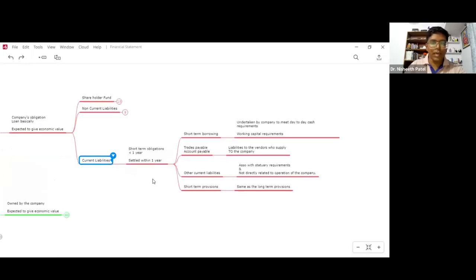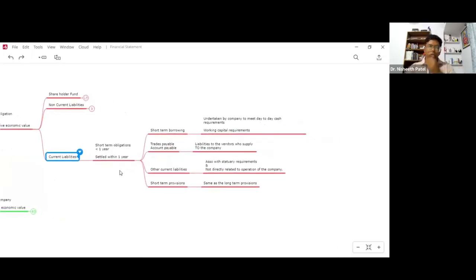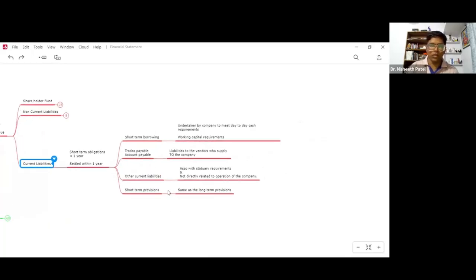Now, in the current liabilities, this is a short-term obligation for less than a year, and all these liabilities have to be settled within less than a year. Okay, first is the short-term borrowings. They are undertaken by the company to meet the day-to-day cash requirements, that is the working capital requirements. Second thing is the trade payables, the account payables. So company has purchased something from some vendor, but they have not paid the money. So that comes into the trade payables.